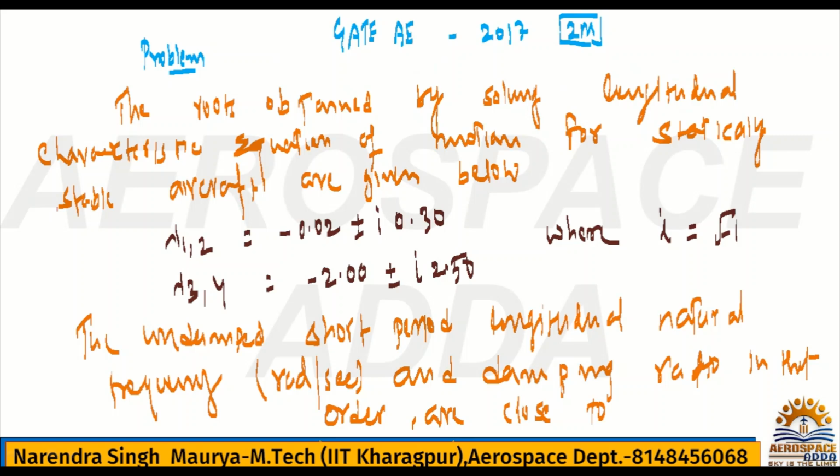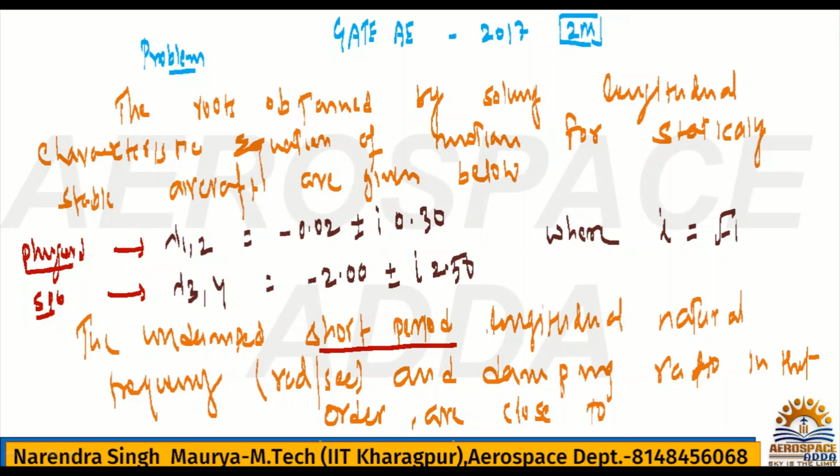See, in this problem, roots they have given. Now they are asking about the short period oscillation. So for the short period, you have to find which one, lambda 1,2 or lambda 3,4. Short period oscillation means high frequency, so high frequency means lambda 3,4. This is the short period oscillation, SPO, and this is for the phugoid. Now onward, you are master in this, so there should not be any confusion.